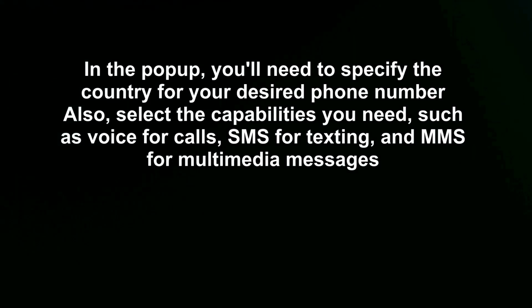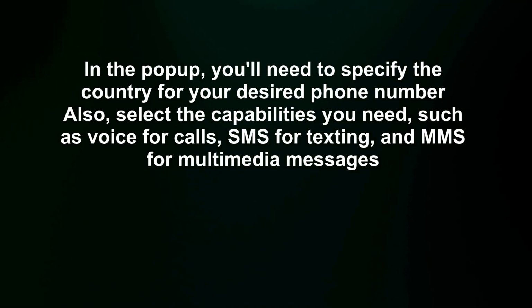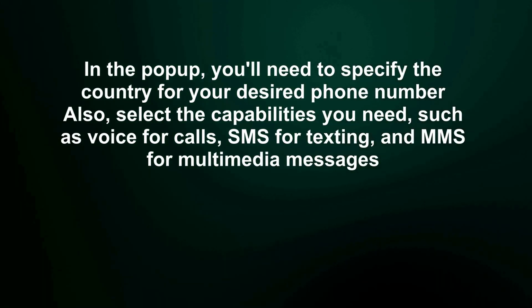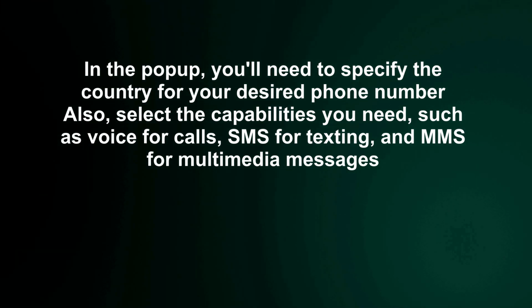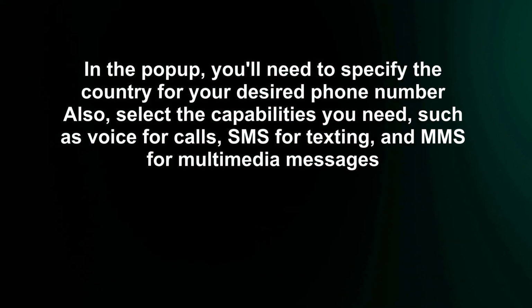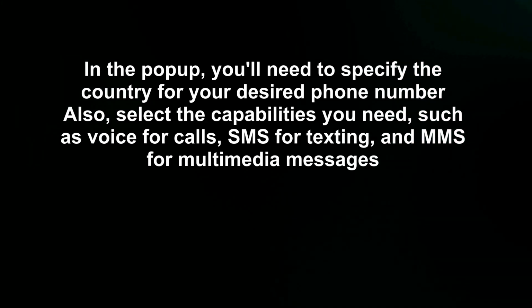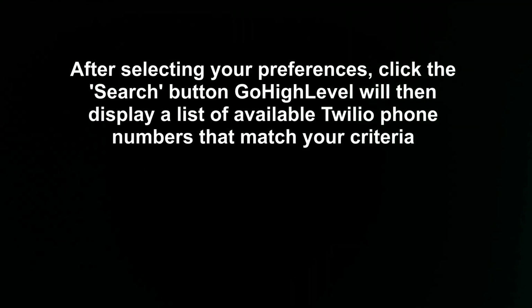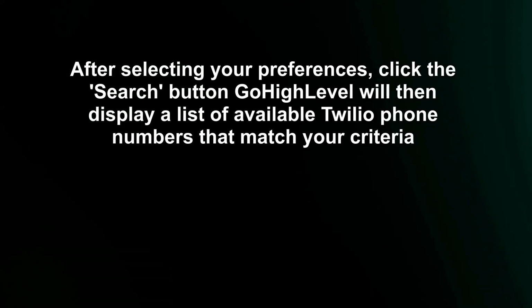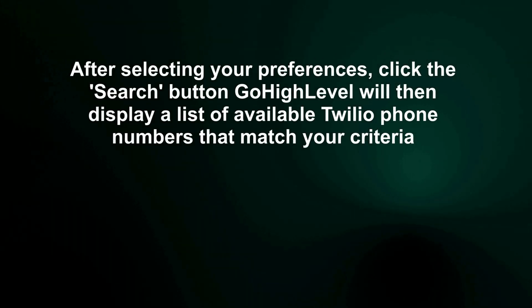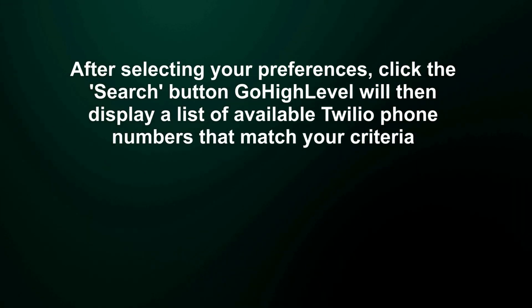In the pop-up, you'll need to specify the country for your desired phone number. Also, select the capabilities you need, such as voice for calls, SMS for texting, and MMS for multimedia messages. After selecting your preferences, click the search button. GoHighLevel will then display a list of available Twilio phone numbers that match your criteria.